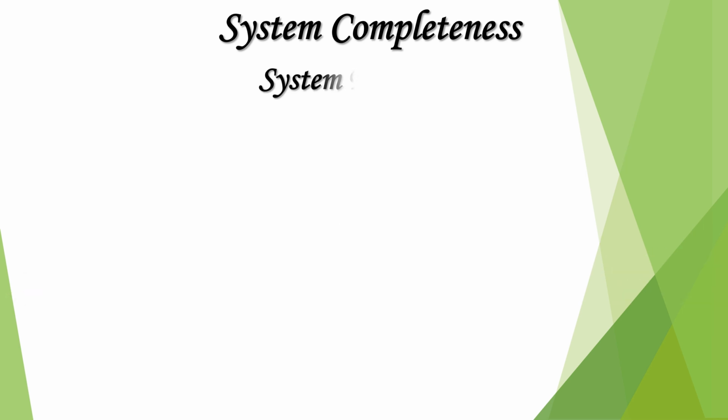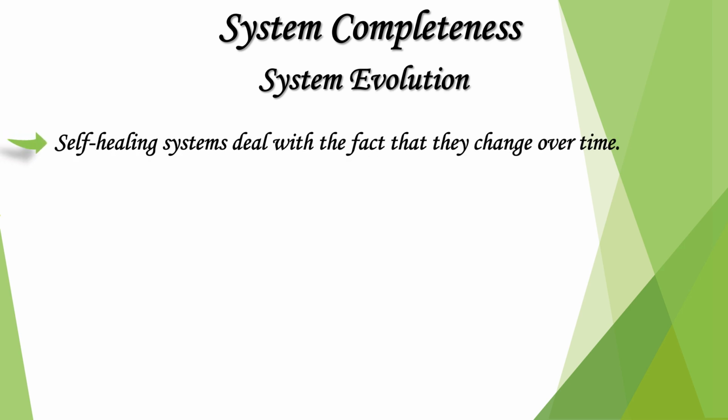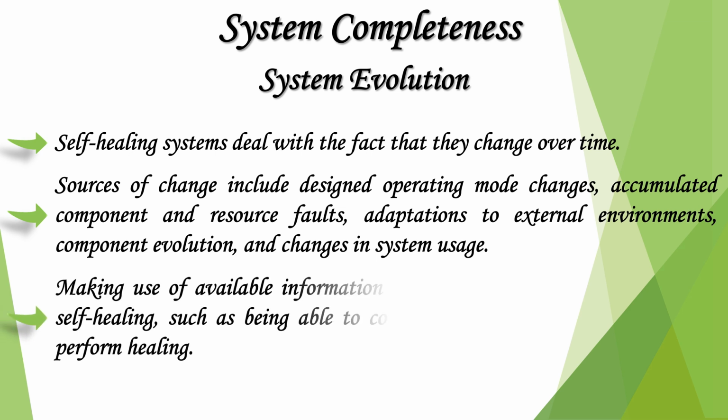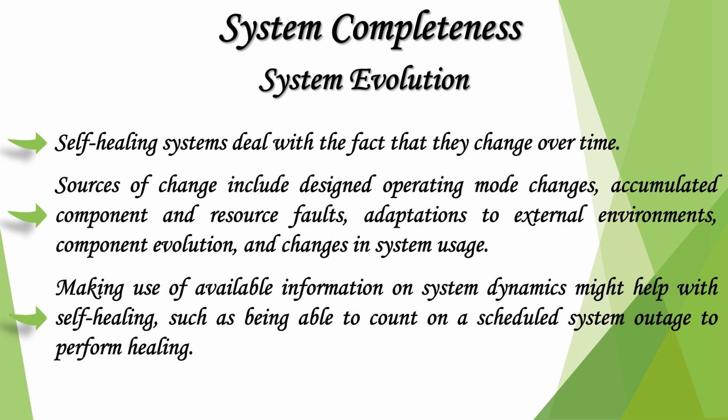evolution. System evolution. Self-healing systems deal with the fact that they change over time. Sources of change include designed operating mode changes, accumulated component and resource faults, adaptations to external environments, component evolution, and changes in system usage. Making use of available information on system dynamics might help with self-healing, such as being able to count on a scheduled system outage to perform healing.